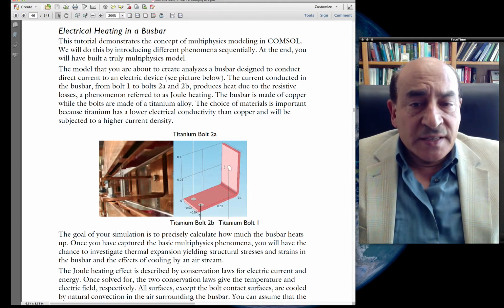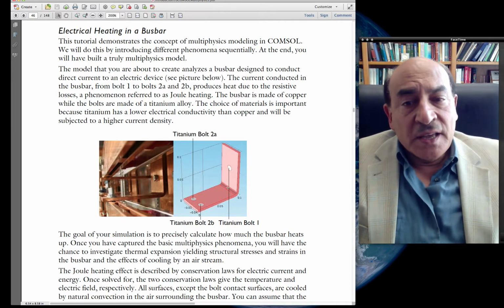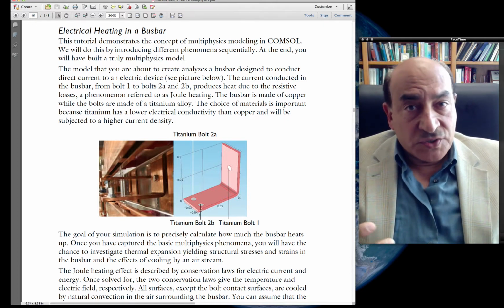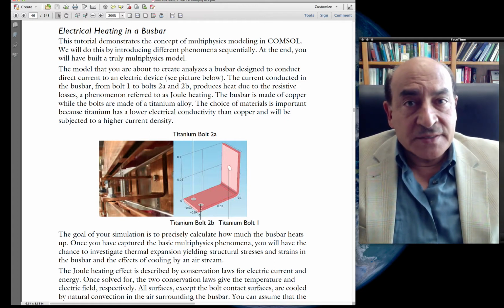So let's say that the bus bar will have this bolt here. It's a bracket. The bracket is going to be made of copper, so we'll choose copper material for it. And then we have three bolts. One bolt in this region, and two other bolts on the other side of the bracket. And then the bolts are made of titanium alloy, which is different from brass. So that titanium has different conductivity from the brass.